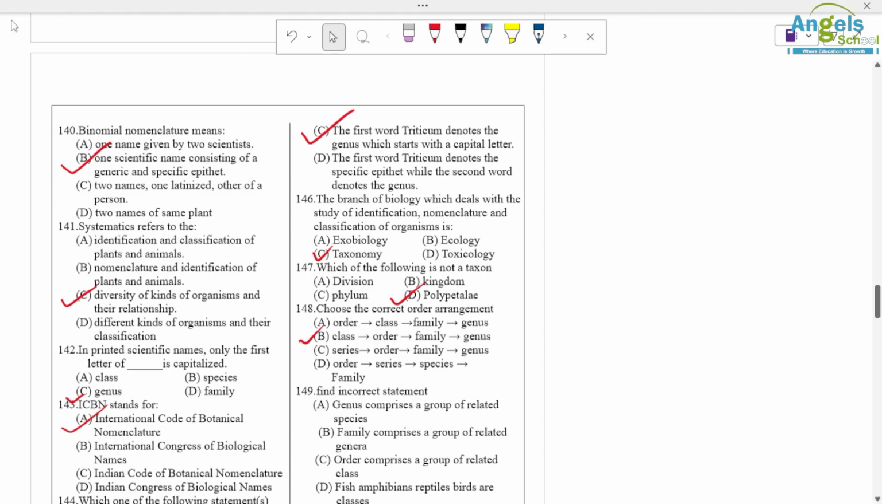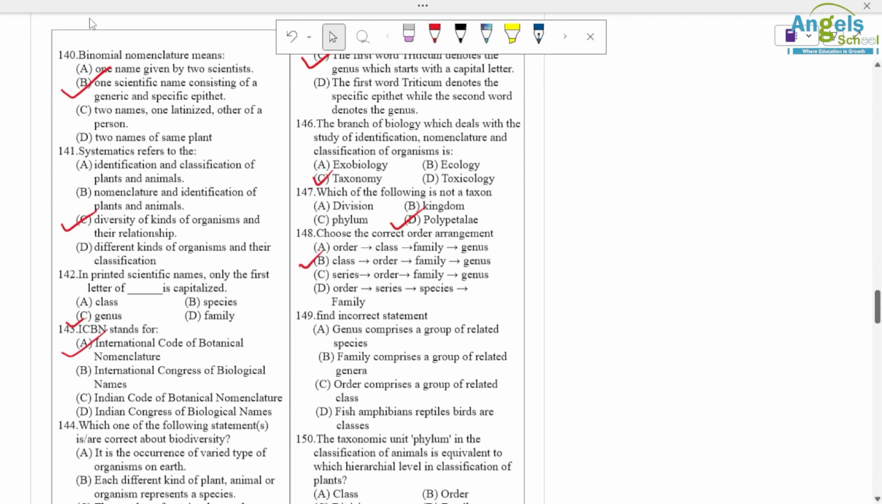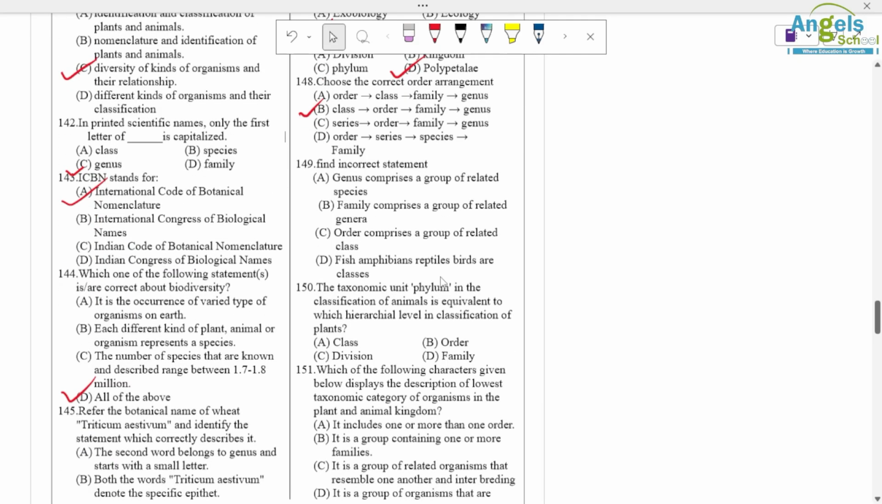Question number 149. Find the incorrect statement. Genus comprises a group of related species. Correct statement. Family comprises a group of related genera. Correct statement. Order comprises a group of related classes. So it is a wrong statement.